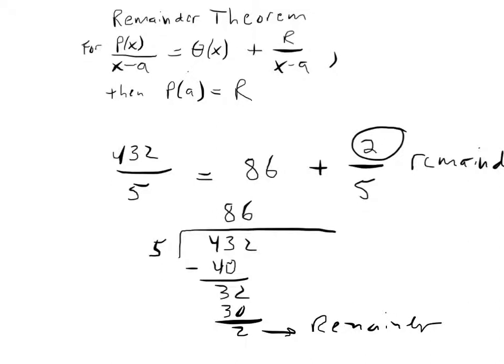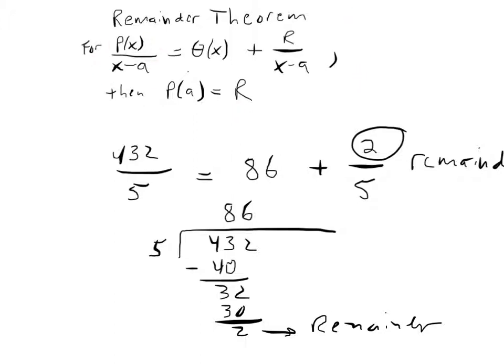So, the remainder theorem says if you take some polynomial, p of x, and divide it by a linear factor, x minus a, you'll get a polynomial plus some remainder over x minus a. And when you do that division, it turns out that p of a is the remainder. That's what the remainder theorem says.